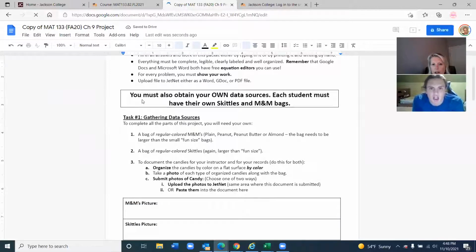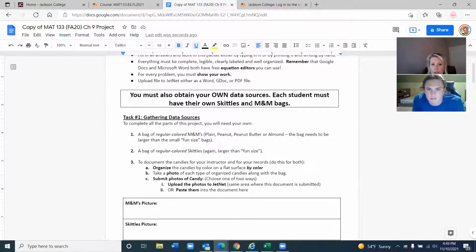It says you must also obtain your own data sources. Now, if you do not want to buy candies or can't afford it, it doesn't matter. Just email me separately. Don't send me a remind text. Email me and let me know, and I'll send you data because I like everybody to have different data.